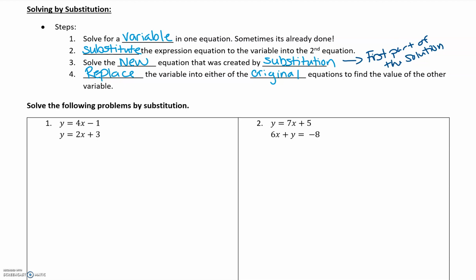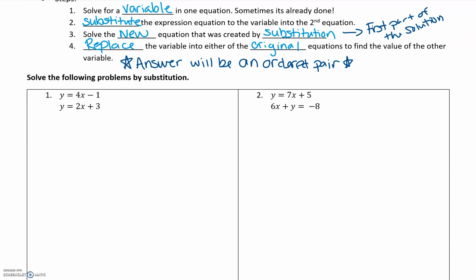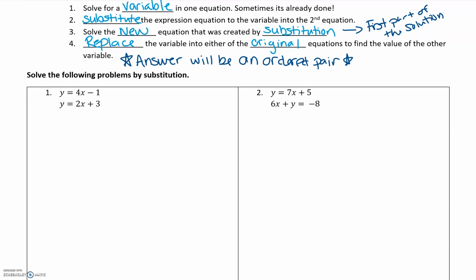Something that I do want you to write is that our answer will be an ordered pair. That means you need to solve for an x variable and you need to solve for a y variable. So we're actually going to solve for two different variables. The first one you're going to get after step 3. The second one you're going to get after step 4, and you need to make sure you write your answer as an ordered pair. Okay, so let's take these steps and work out these two problems together.